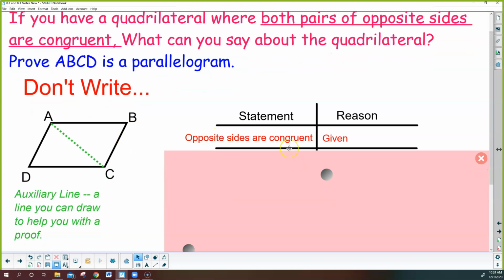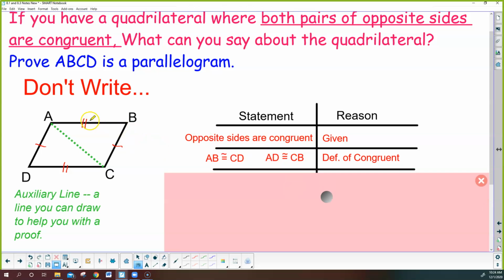Okay, and I just want you to appreciate this and kind of see how it works. All right, so what's given? Well, right here, both pairs of opposite sides are congruent. That's given. So I get to put AB is congruent to CD, and AD is congruent to CB, right? That's what's given, but it's not officially given in the terms, so I need to write the definition of congruent. So AB congruent to CD, AC congruent to CB. So opposite sides are congruent.